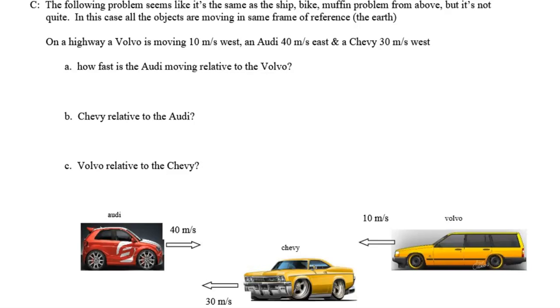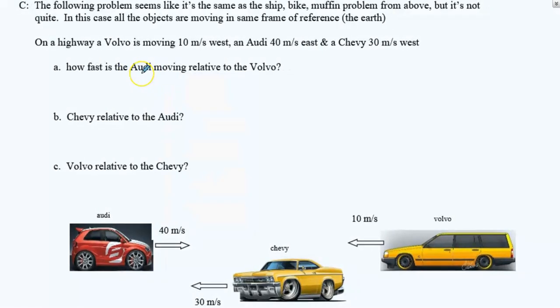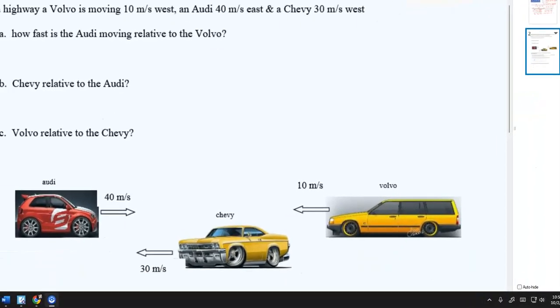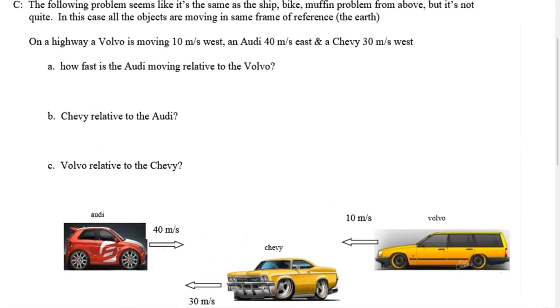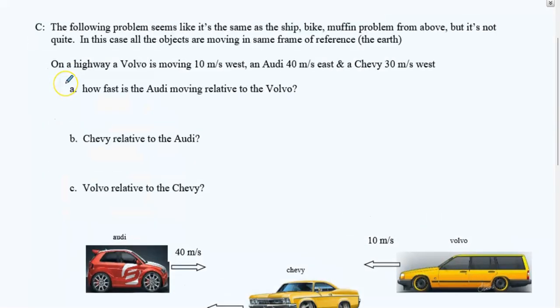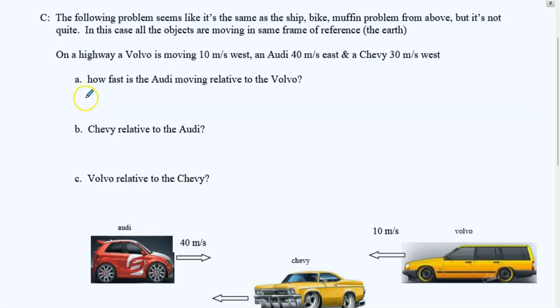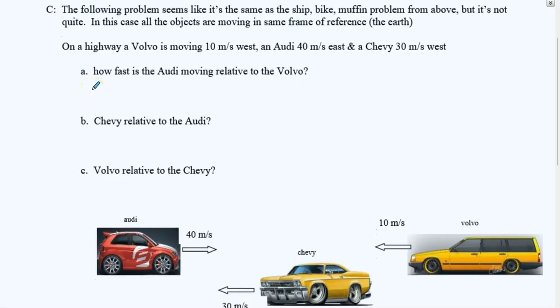So for example, in the first one, I want to know how fast is the Audi moving relative to the other car. I want to make sure I know what frame of reference I'm in. So I'm looking for the velocity of the Audi relative to the Volvo. So that's how I'm going to write it. Then in this one, I want the velocity of the Chevy relative to the Audi, and then eventually the velocity of the Volvo relative to the Chevy.